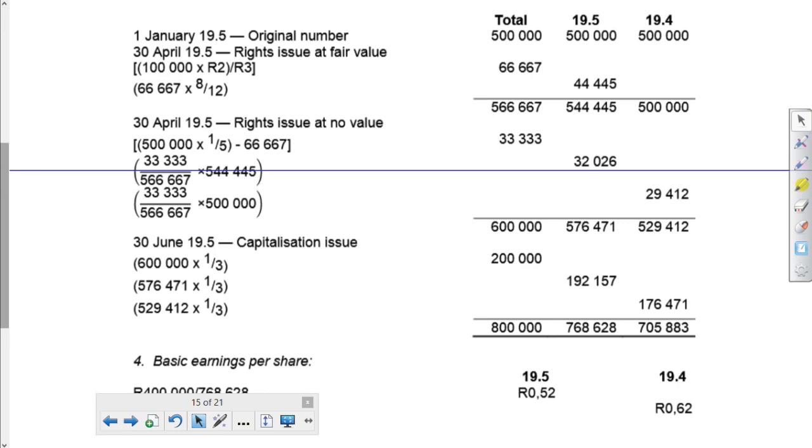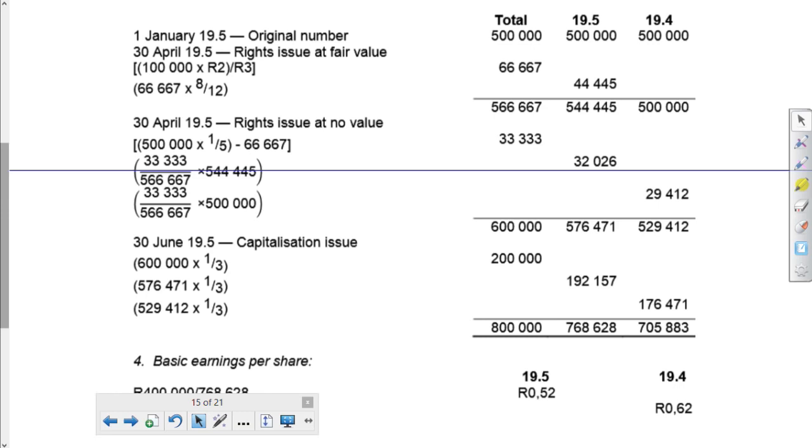Then we had the cap issue, 1 for 3. Cap issues are always like that, 1 for 3, 1 for 4. So 1 for 3: 600, 200, 800. Then we had to do the weighting. We're only going to weight the rights issue at value. Nothing else gets weighted. The other stuff just gets restated. So I weight the rights issue at value for 8 months, because it was issued in April, so we had from May all the way to December left. That weights for 8 months and it becomes 44. I had 44444. They rounded to 44445.